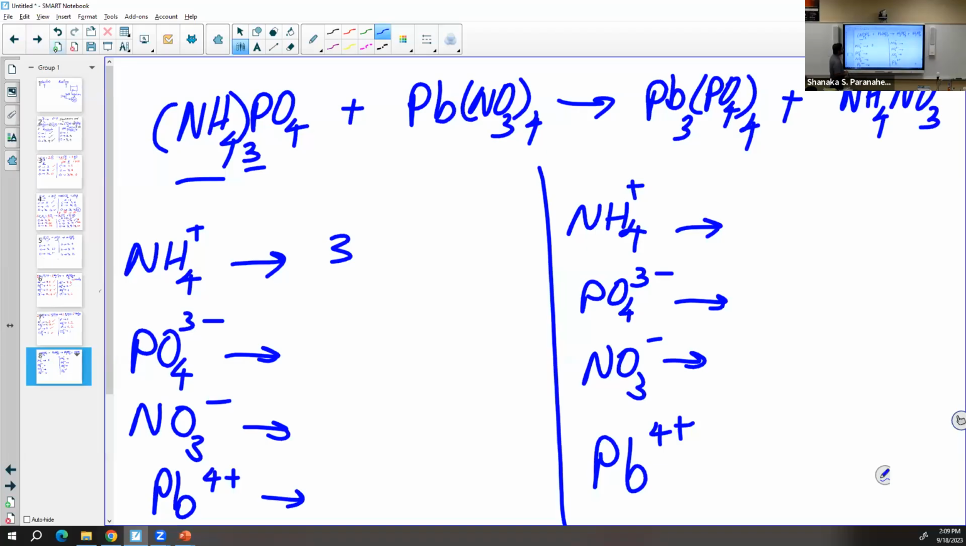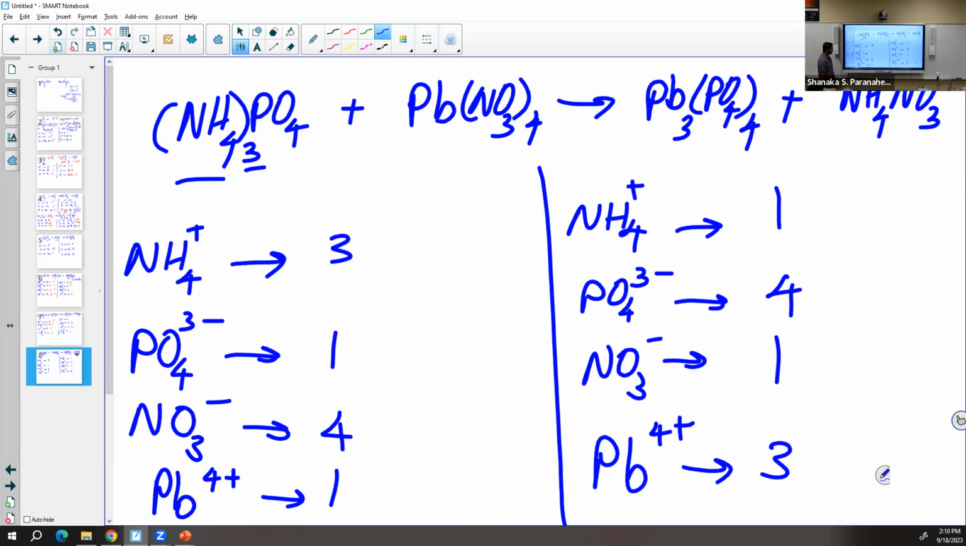So how many phosphates? No parenthesis, single unit, 1. Okay. So how many nitrates? 4. So this number is the number of nitrate groups. Number of lead? 1. So let's do the same thing for the product side. Ammonium 1 and it has nitrate. So nitrate is also 1. Cation and anion. And number of phosphate? 4. And number of lead? 3. Okay, so now we have 3 different polyatomic ions.